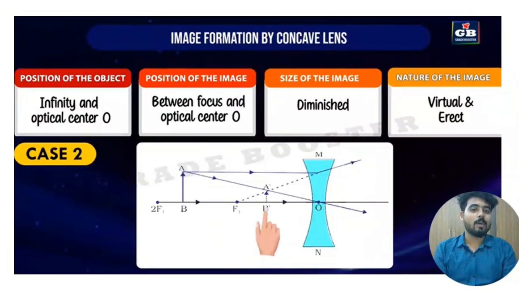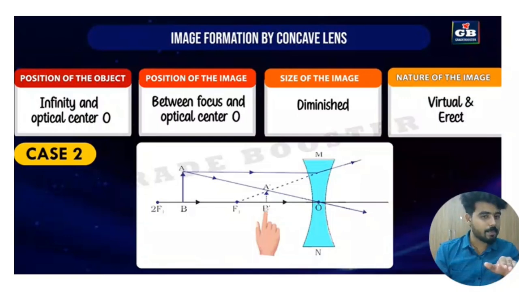Now, the second case study. What are the rules applied here? Yes, you are correct. We have applied the first rule and the third rule. What is the first rule? When a ray of light passes parallel to the principal axis, it passes through the focus. Here, divergence takes place, refraction takes place. Then, what is the third rule? When a ray of light passes through the optic center or optic axis of the lens, what will happen?